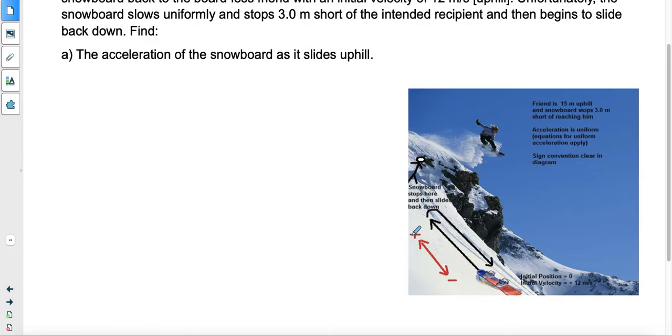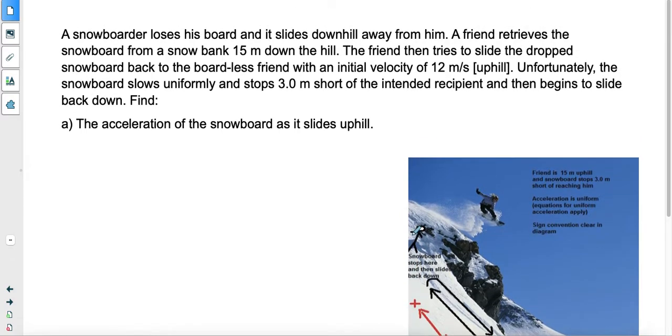Now, one more thing we know here is that we're looking at uniform acceleration. So if you'll notice from the problem, it says the snowboard slows uniformly. Since the problem tells us the snowboard slows uniformly, the acceleration has to be constant. We're dealing with uniform acceleration. So we can use one of our uniform acceleration equations here. To figure out which equation we have to use, let's just write down what we are given here.